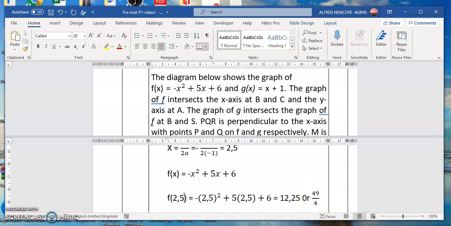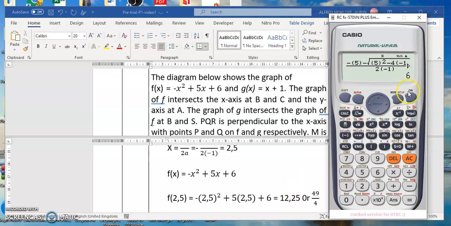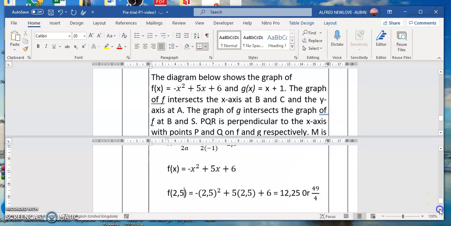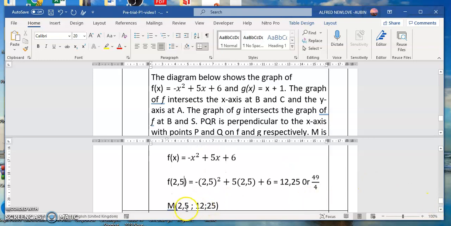Okay, let's visit our calculator. I will have a minus 2,5 squared plus 5 times 2,5 plus 6. And it's going to give us 49 over 4, which is this one. If I want decimal, 12,25. And so my M is going to be 2,5 for X, then 12,25 for Y. Okay.